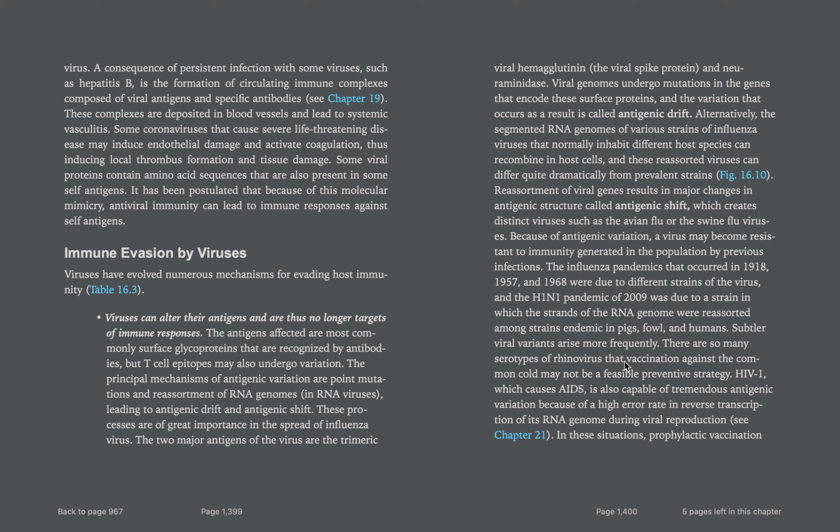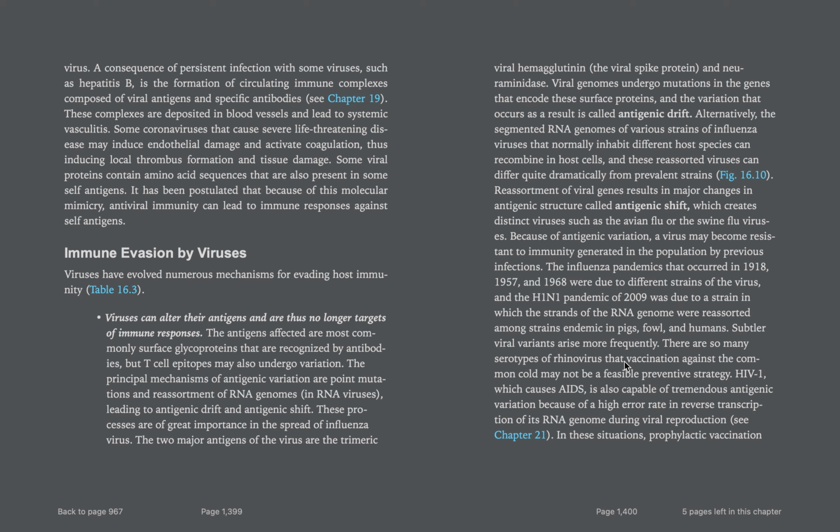Immune evasion by viruses. Viruses have evolved numerous mechanisms for evading host immunity. Viruses can alter their antigens and thus no longer be a target of the immune response. The antigens affected are most commonly surface glycoproteins that are recognized by antibody, but T cell epitopes may also undergo variation. The principal mechanisms of antigenic variation are point mutation and the reassortment of RNA genomes in RNA viruses, leading to antigenic drift and antigenic shift. These processes are of great importance in the spread of influenza viruses.